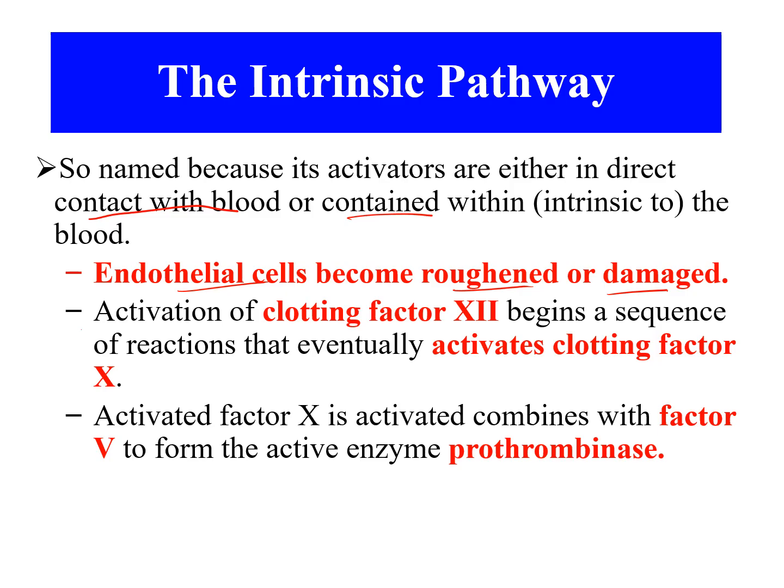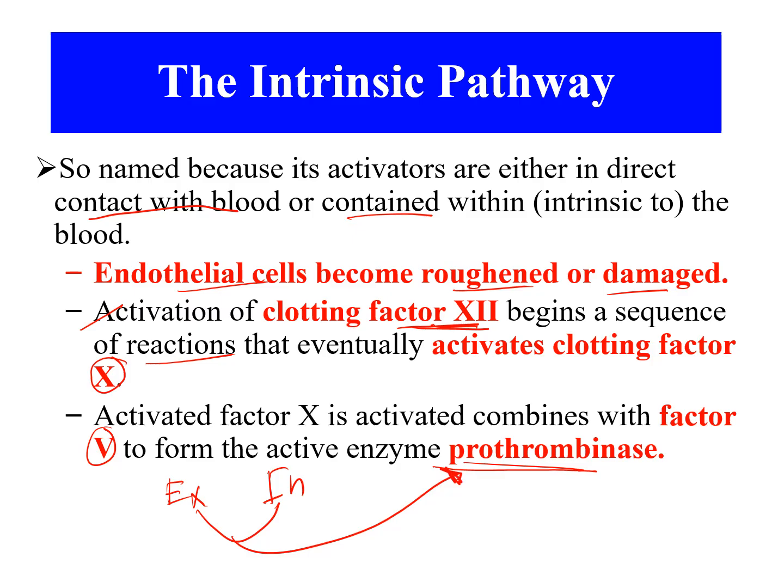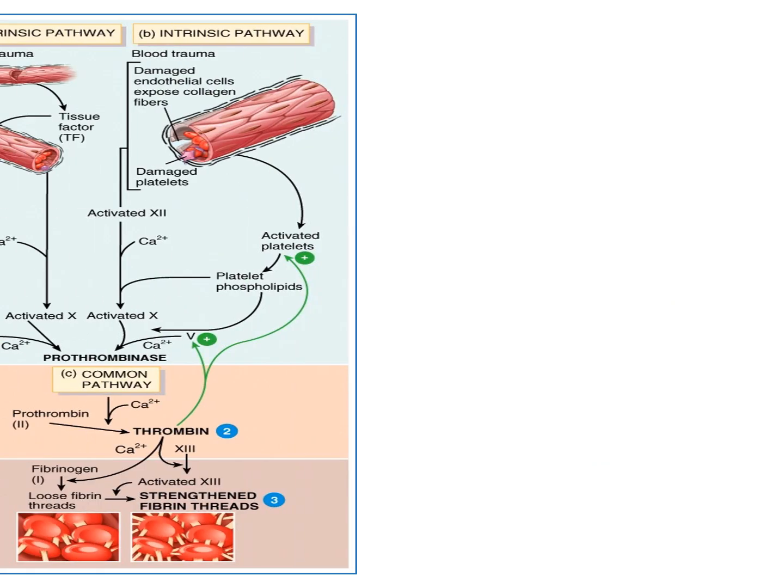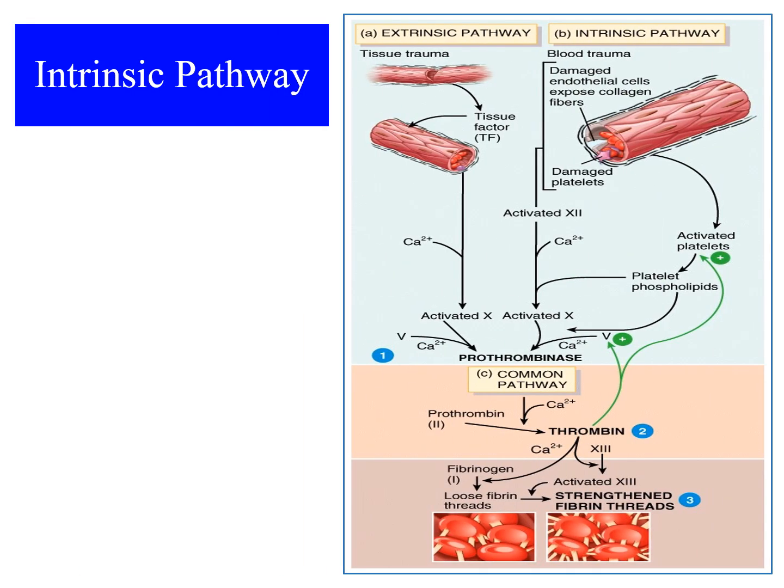Once that has happened, there should be activation of clotting factor 12. In this case, it's factor 12, not factor 10. It is factor 12 that leads to a sequence of reactions where factor 10 is activated. So from factor 12, we activate factor 10, and this activated factor 10 should combine with factor 5 in the presence of calcium to produce the enzyme prothrombinase. If you remember, I mentioned that both the extrinsic and the intrinsic pathways have the main goal of producing the enzyme prothrombinase. So even though the events might look different from the extrinsic pathway, their main goal is to produce prothrombinase. Here are the details of how the events happen in the intrinsic pathway.